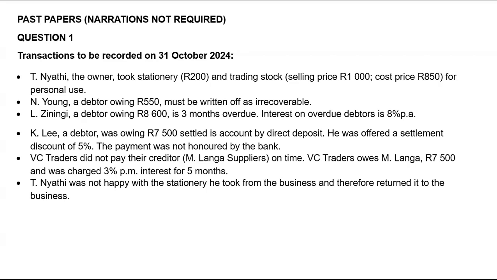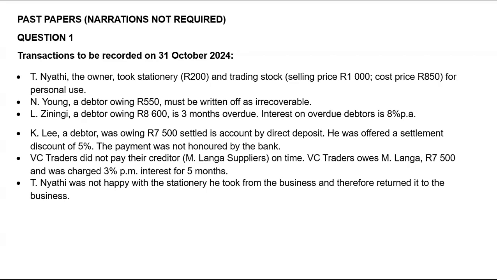When the owner takes money for personal use, it will be recorded in the cash payment journal. However, if the owner takes anything other than money, it will be recorded in the general journal by debiting drawings and crediting whatever the owner took from the business. Here we will debit drawings and then credit stationery as well as trading stock. But whatever the owner has taken must be recorded at cost price.